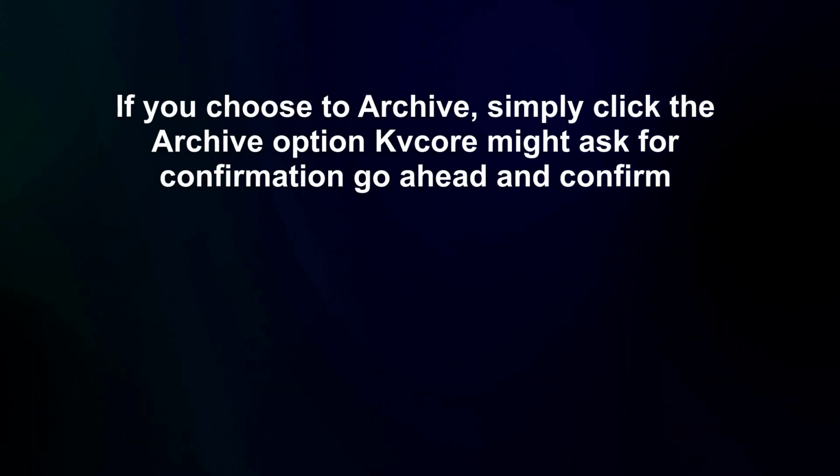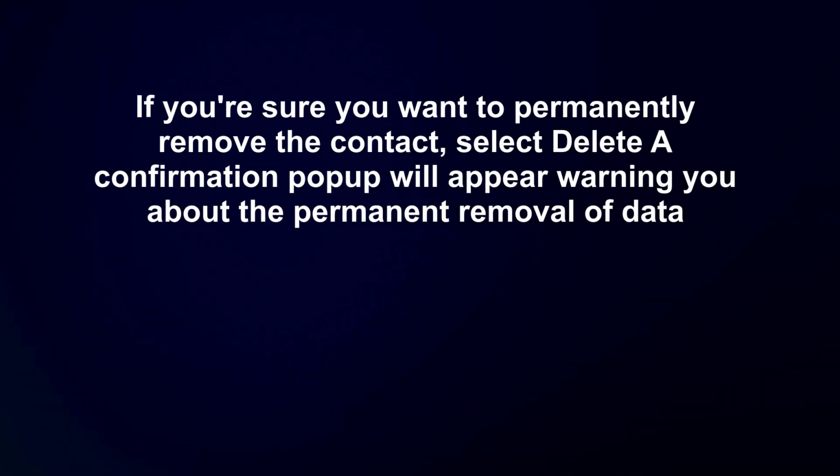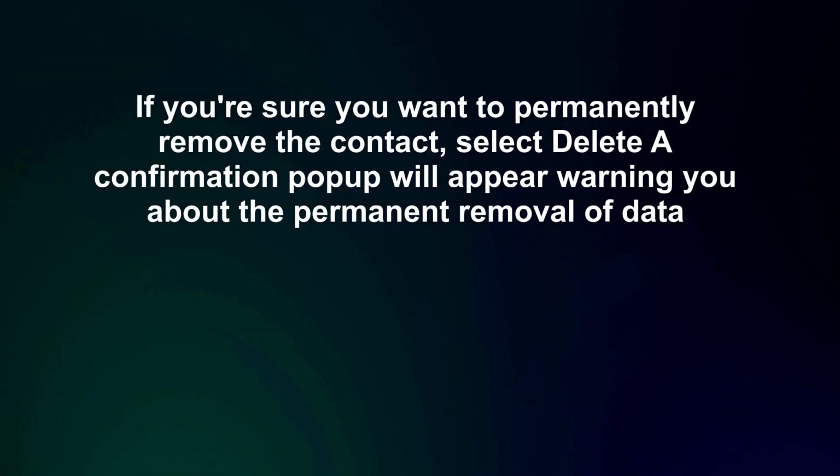If you choose to archive, simply click the archive option. Kvcore might ask for confirmation. Go ahead and confirm. If you're sure you want to permanently remove the contact, select delete.